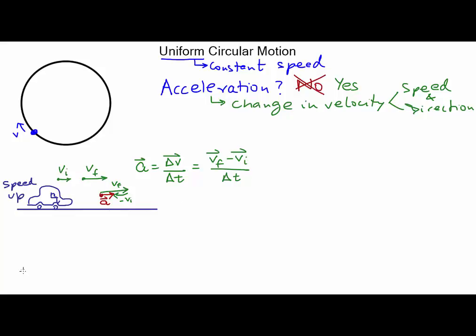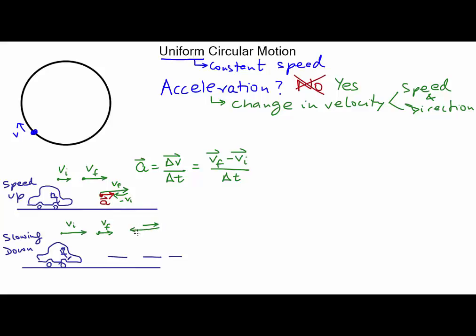Let's also look at what happens when I slow down. So I'm back here in my car, and now I see a lot of cars piled up ahead of me, and so I slam on the brake. So now I'm slowing down. As I slow down, my velocity goes from a larger value initially to a smaller value as a final state. And so when I do the vector subtraction, my VF minus VI, VF is over here, minus VI is over here.